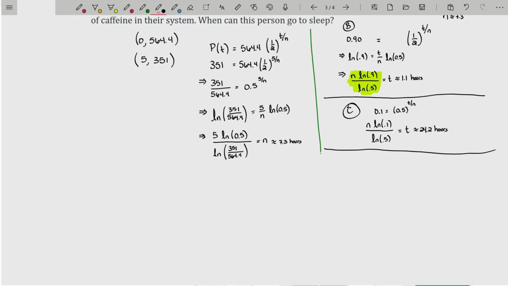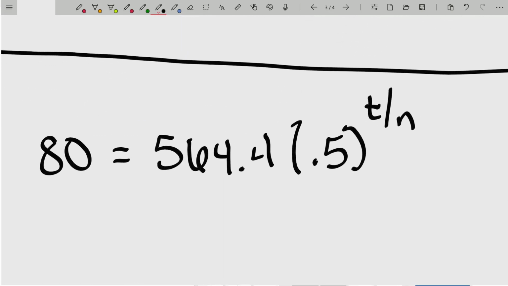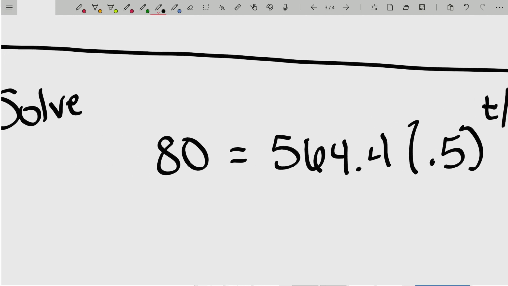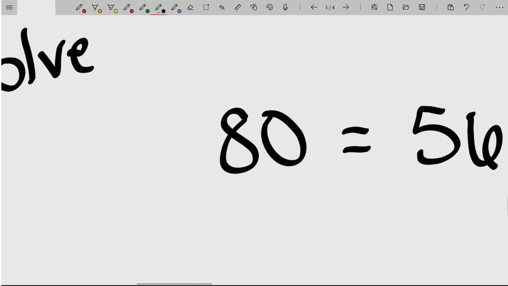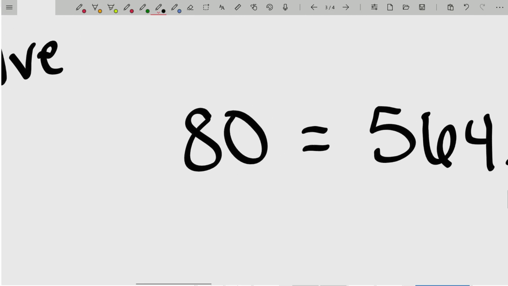So we want to solve in this case 80 equals 564.4 times 0.5 raised to the t over n. In other words, we want to know, given the fact that they've had a 564.4 milligram dose of caffeine, and we know the half-life for this person is n hours, we just have that saved, when can they go to sleep? When is the amount of caffeine in their system at 80? Because from that point forward, they should be able to go to sleep.